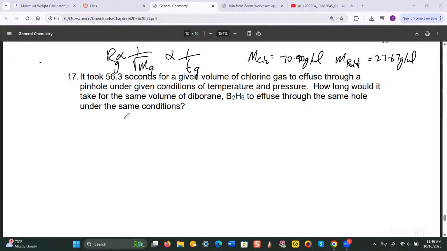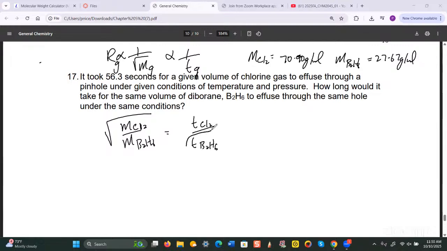Square root of the molar mass of chlorine over the square root of the molar mass of diborane equal to the time of effusion of chlorine over the time of effusion of diborane. Very good. That would be the equation which relates the time of effusion of each gas to their respective molar masses. Oh, I'm sorry, hold on, let me correct this here. This should be M B2H6. All right?